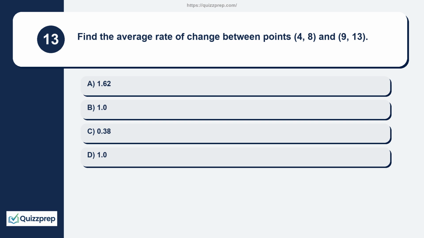Question 13. Find the average rate of change between points (4, 8) and (9, 13). 1.62, 1.0, 0.38, 1.0.